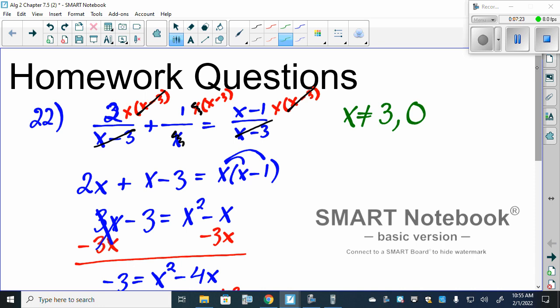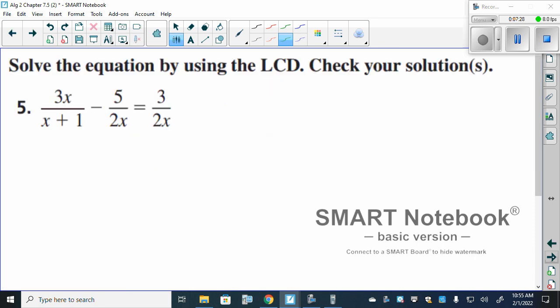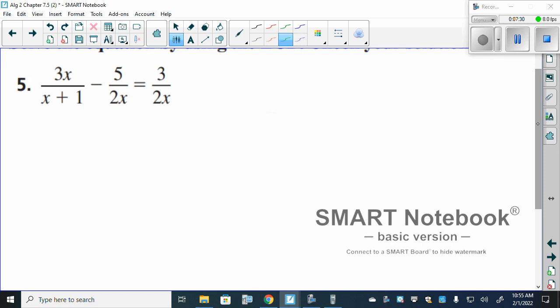Any other questions on the homework? All right. Let's look at the ones we're going to look at today. So this here is the first one we're going to look at.